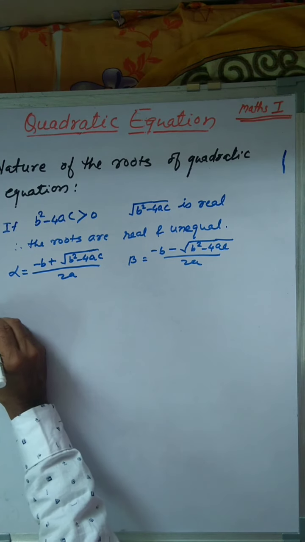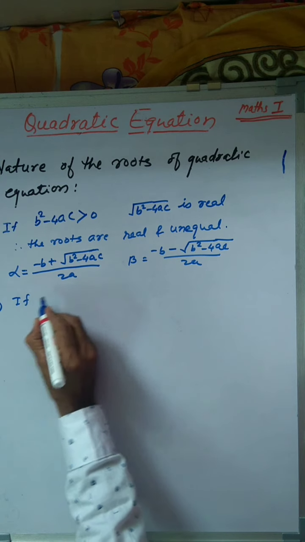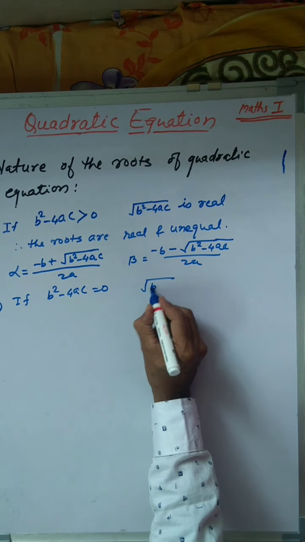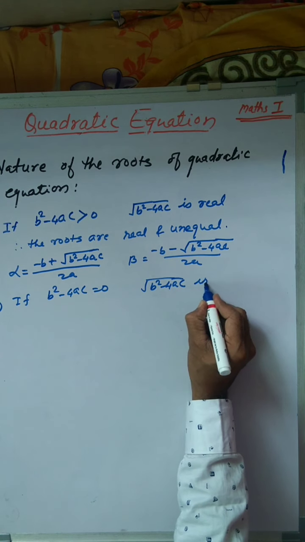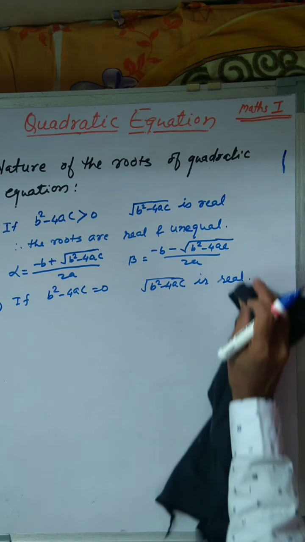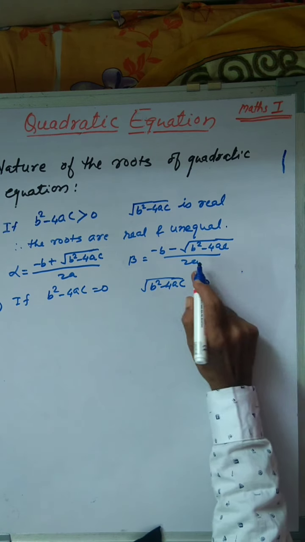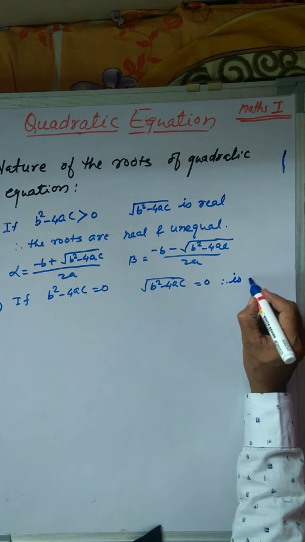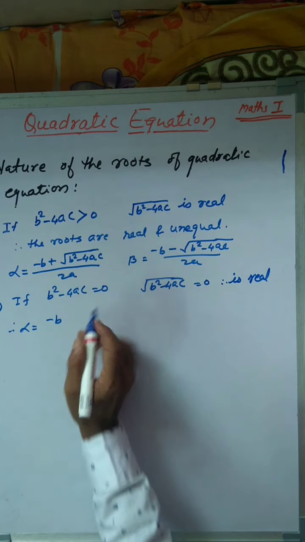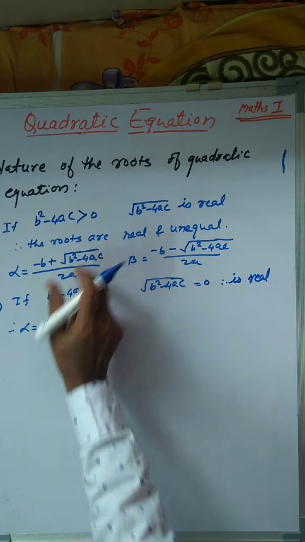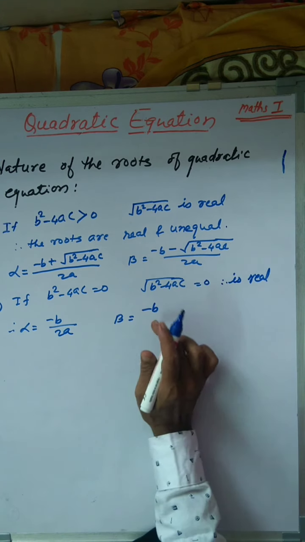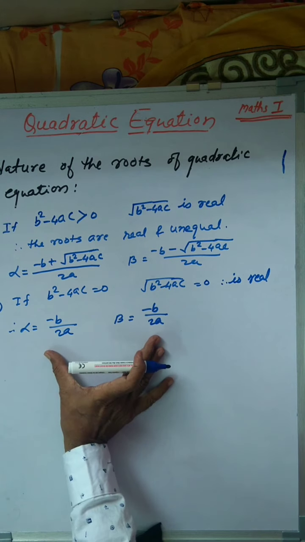If b² − 4ac is greater than 0, then we get two roots that are unequal and real. Second, if b² − 4ac is equal to 0, then √(b² − 4ac) is 0, which is a real number, and alpha becomes (−b + 0) upon 2a, that is −b upon 2a, and beta is also −b − 0, that means −b upon 2a. These both roots are equal.